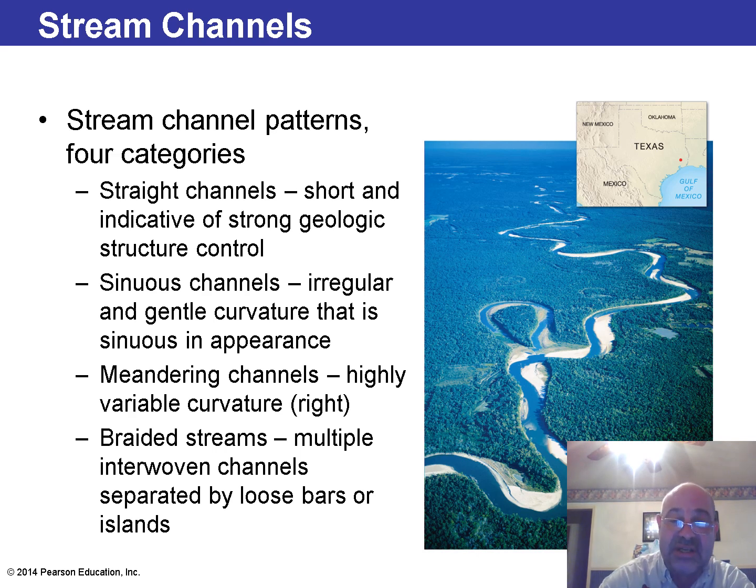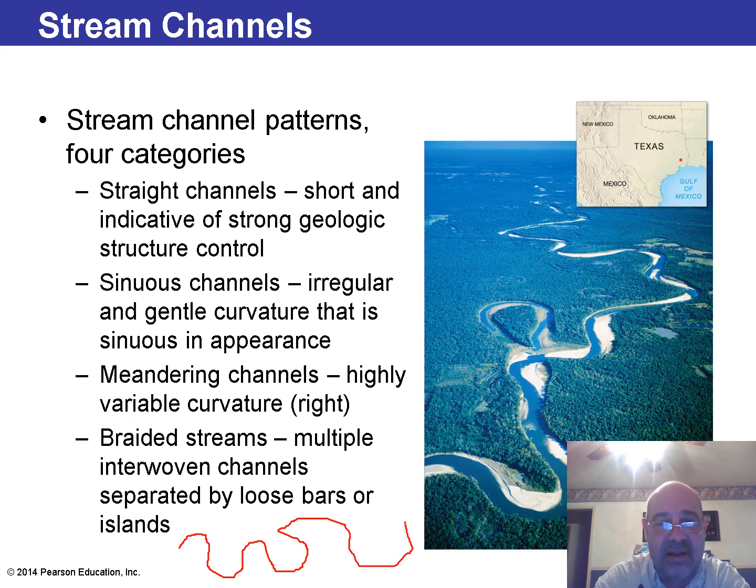Now, there's a difference between sinuous and meandering. Meandering is all over the place, okay? A sinuous channel is just nice, smooth curves just like that. Not straight, not meandering. However, a meandering river, let me erase that, a meandering river is one that comes and does all this crazy stuff like so. It's just all over, all right? So sinuous channel, irregular and gentle curvature that is sinuous in appearance.